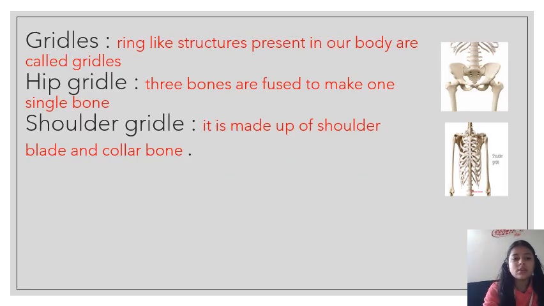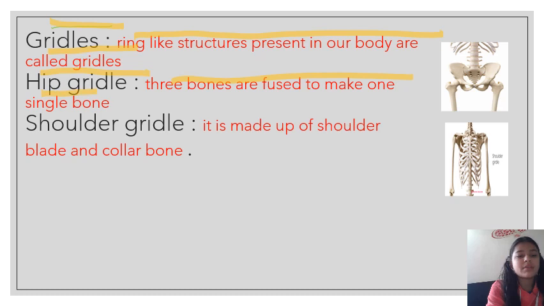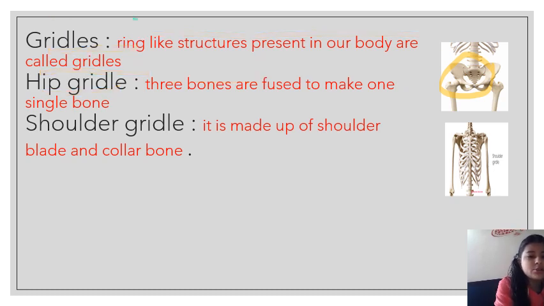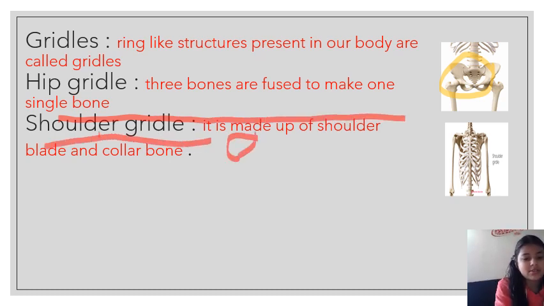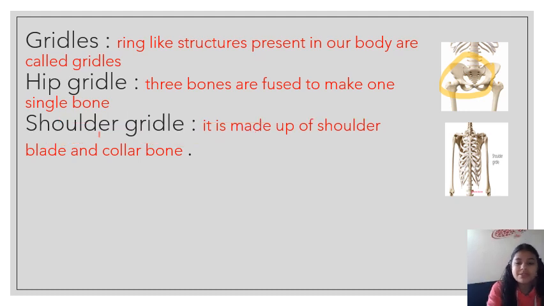Now let's learn about girdles. So, girdles are the ring-like structures present in our body. Hip girdle: three bones are fused together to make one single bone. So, in the hip girdle, three bones are fused together to make a single bone. Okay. Now, I will teach you about the shoulder girdle. Okay, so the shoulder girdle is made up of the shoulder blade and collarbone, as you can see here. So now I hope you must be clear with the skeletal system.